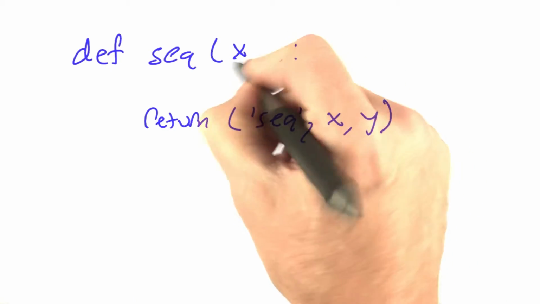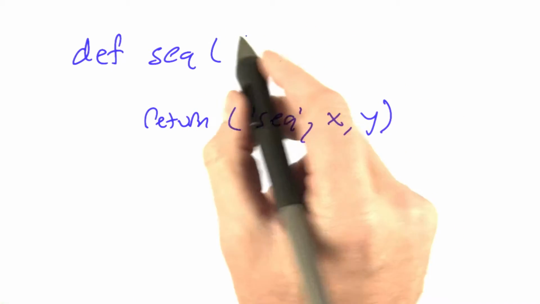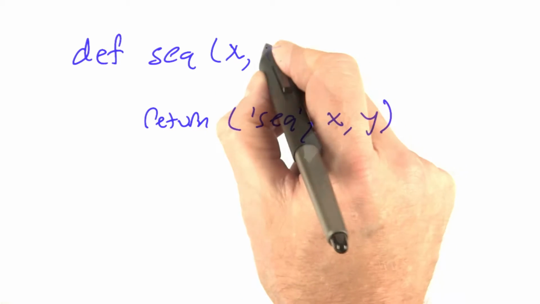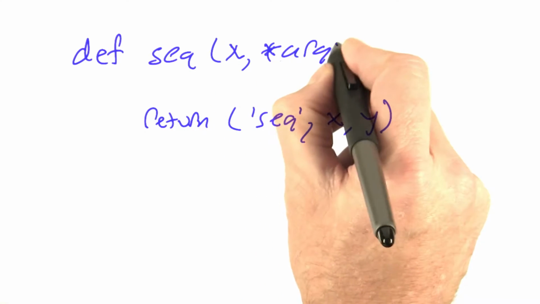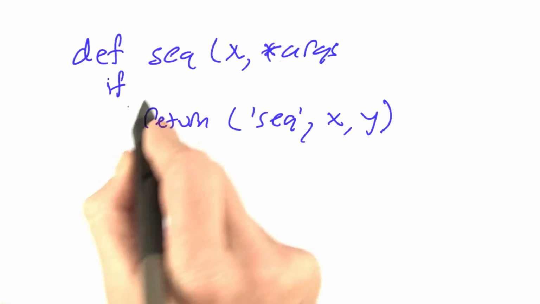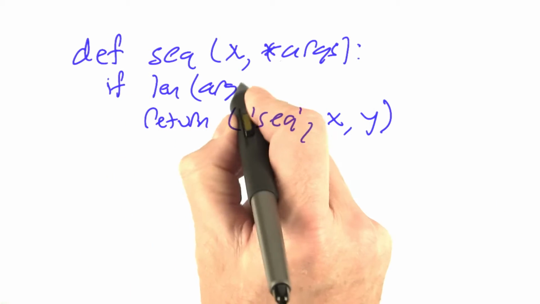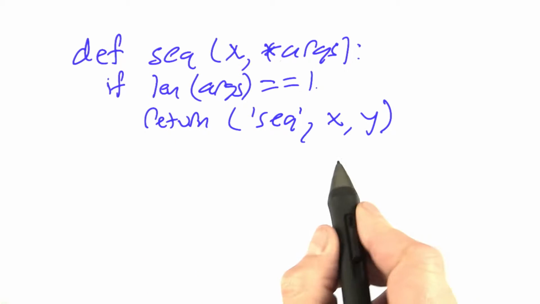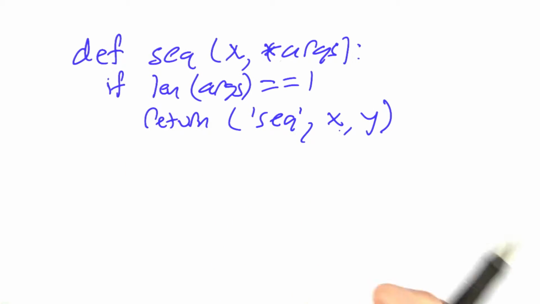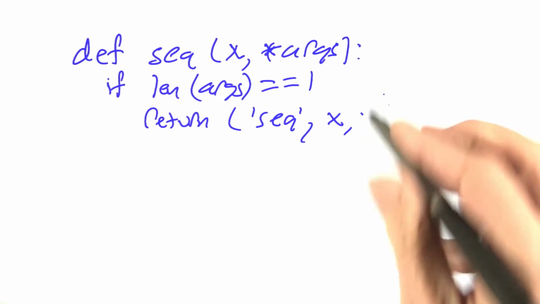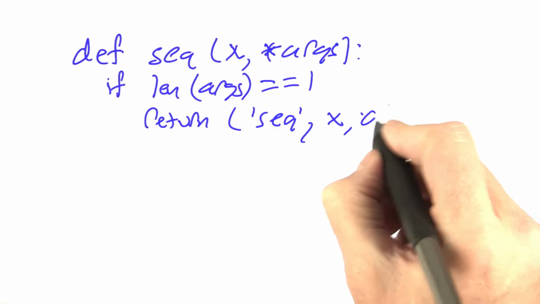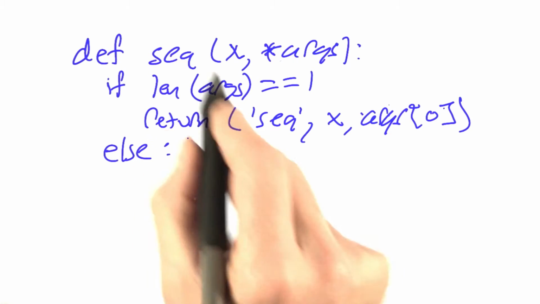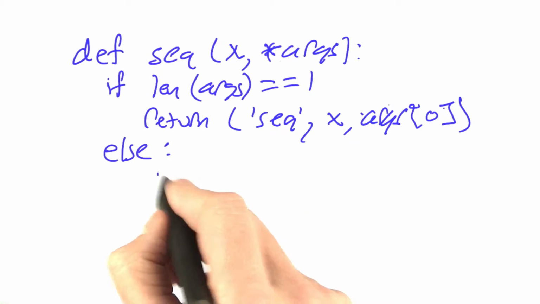Well, instead of x and y, I think I'm going to insist that we have at least one argument. So I'm going to say x and then the rest of the args. And I can say if the length of the rest of the args equals 1, then I've got this binary case, and then I can take the sequence of x. The second arg is now no longer called y, it's called args at 0. Else, now I've got a recursive case with more than 2 args, and I can do something there.